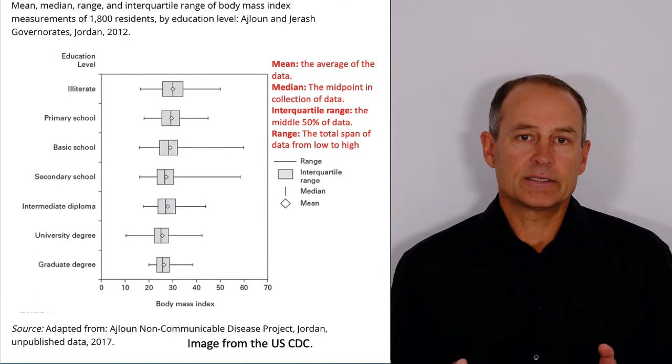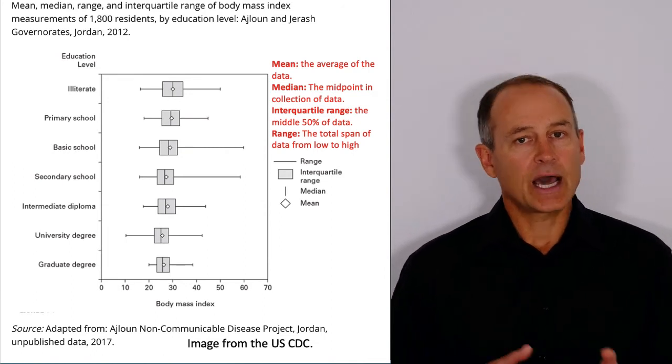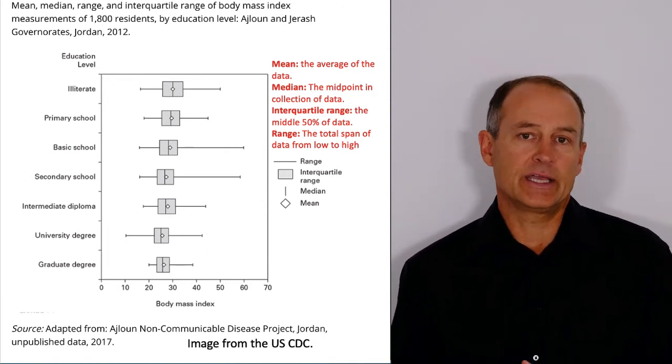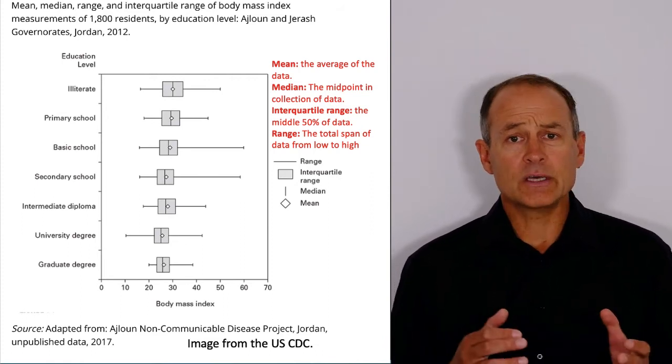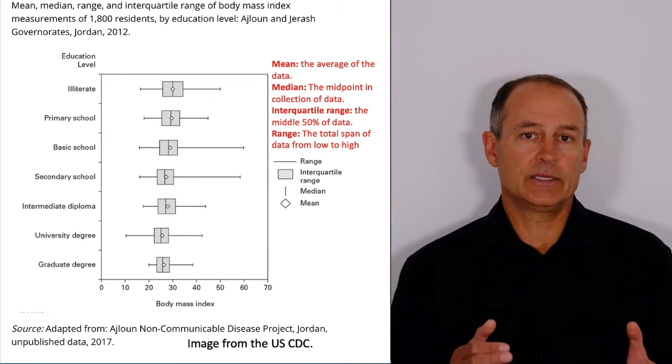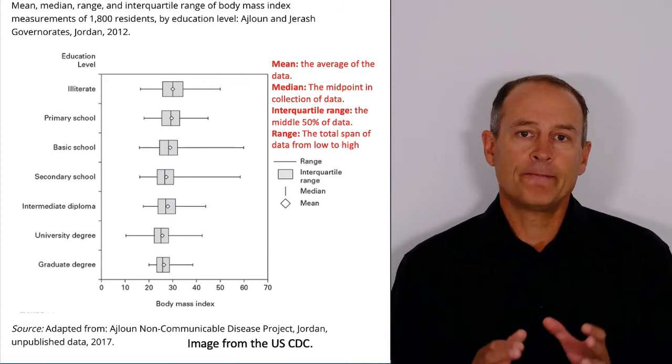On the x-axis is body mass index, and a higher number means more weight versus height, and a lower number means less weight versus height. A normal BMI would be between 18 and 24.